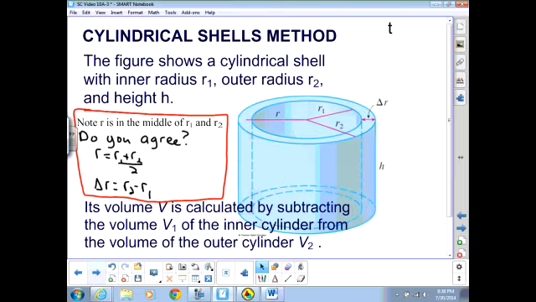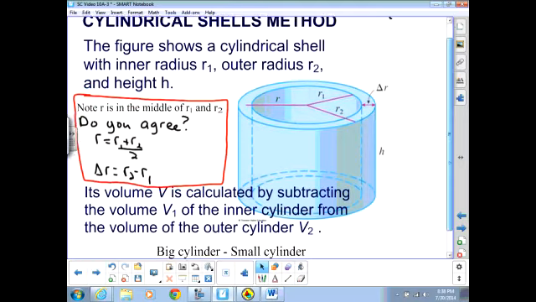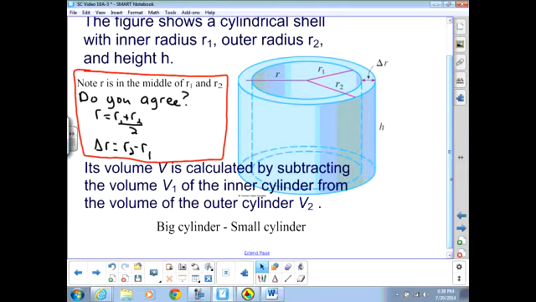Before we get to the integral, we've got to figure out what's the setup inside our integral. When we had discs, we had pi r squared. When we had washers, we had pi r squared minus pi r squared. Well, let's look at this particular cylindrical shell. We're going to call our inner radius r1. That's the radius that's used to find the volume that we would subtract out. And our outer radius we'll call r2. So really what we're doing is we're going to do the big cylinder minus the small cylinder.